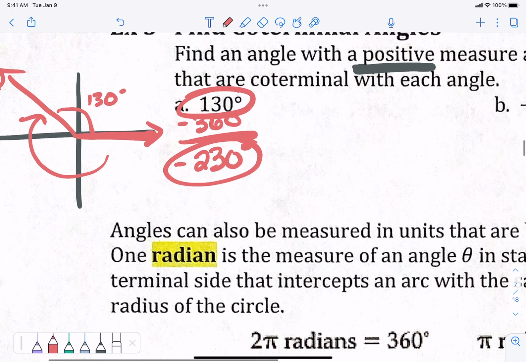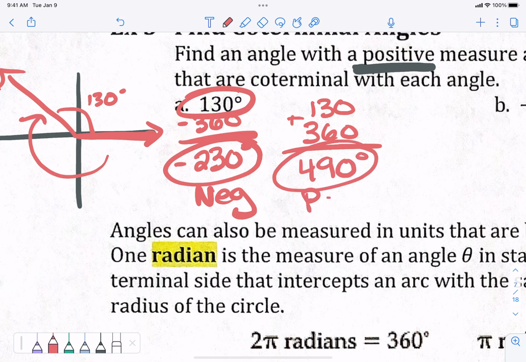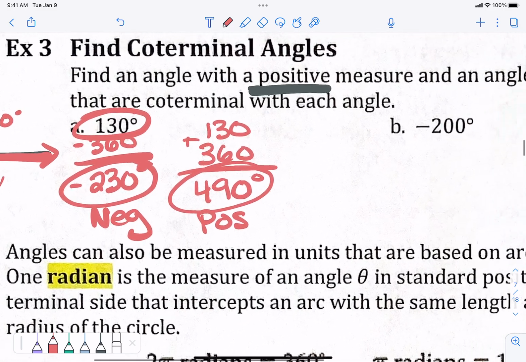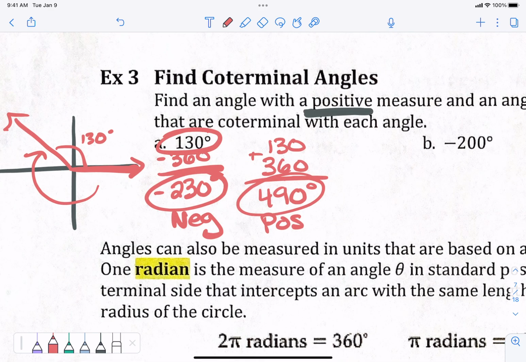Now, if that's a negative, this is my negative angle, right? If I want a positive one, how do I find the positive angle that's coterminal with 130? Let's add 360. So start back at 130 and add 360. 490 degrees is a positive angle that is coterminal with 130 degrees. So I have my negative one, I have my positive one, I have my original one. You need a positive and a negative every time. Negative 230 and 490. You're just adding and subtracting 360.